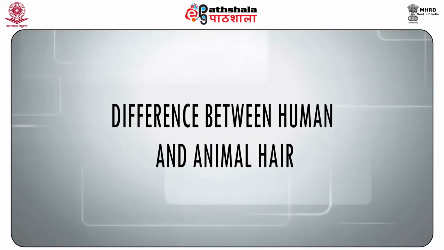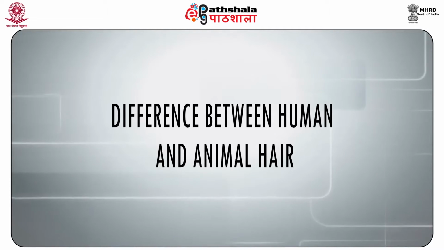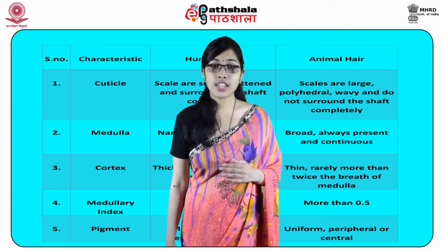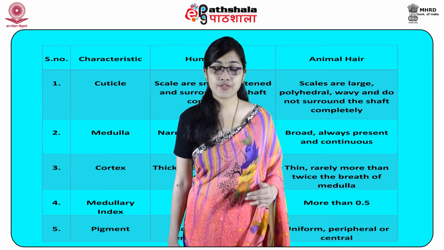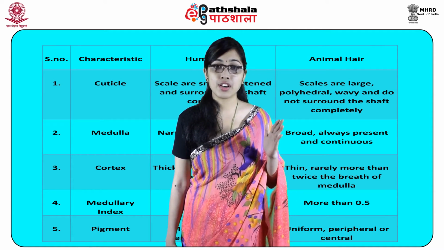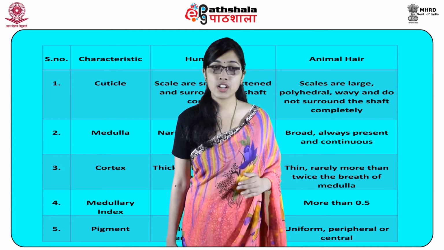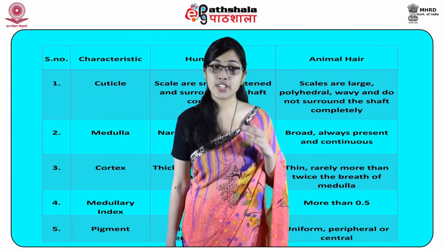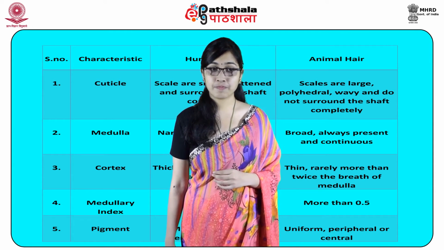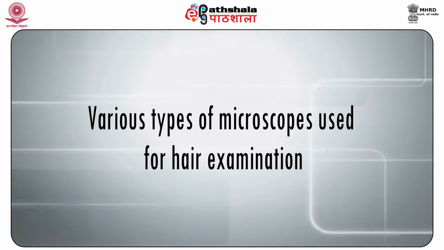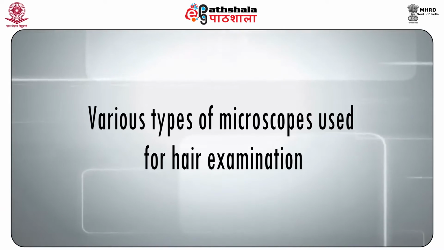Next, we have the difference between human and animal hair. There are some characteristics that are observed when microscopic examination of hair is done, so as to check whether the hair belongs to an animal or a human. In this table, we have shown the various characteristic features and the comparison between human hair and animal hair. In the characteristics part, we have the cuticle, medulla, cortex, medullary index and the pigment. Next come the various types of microscopes used for hair examination.